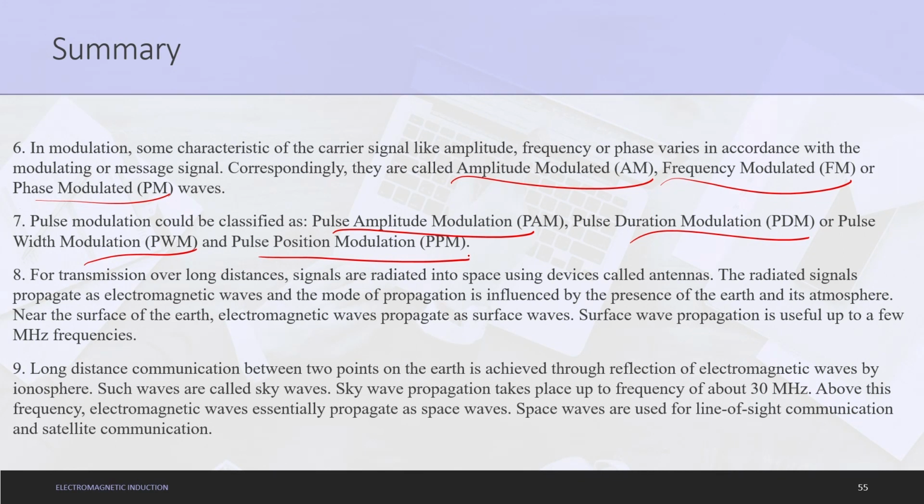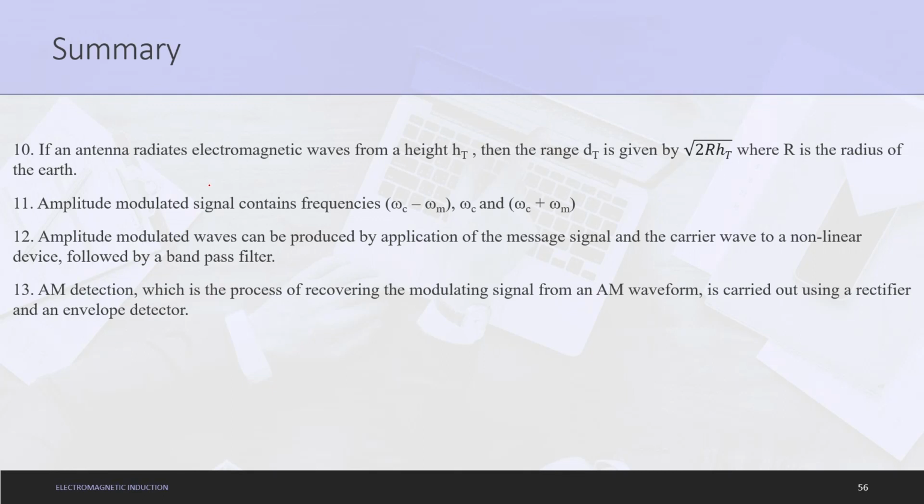Then for transmission over long distances, signals are radiated into space by antennas. In the 8th and 9th points, the concepts of space wave, ground wave, and sky wave are talked about. Total internal reflection was used in the sky wave. You can understand it carefully; these are just the summary of the NCERT book only. Finally, if an antenna radiates an electromagnetic wave from a height h_T, then the range d_T is given by the square root of 2 R h_T, which I already talked about in the course progress slide, where R is the radius of the earth, approximately 6400 kilometers.